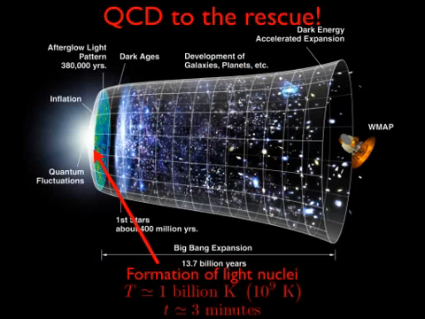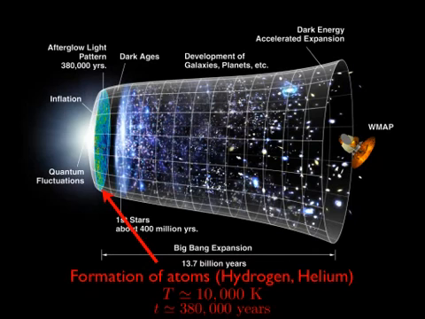The next period of time that's really important happened when the universe had cooled off to only 1 billion degrees Kelvin, or about 3 minutes after the evolution of the universe. And I'll come back to this. If something special didn't happen at this time, we wouldn't be here to think about it.